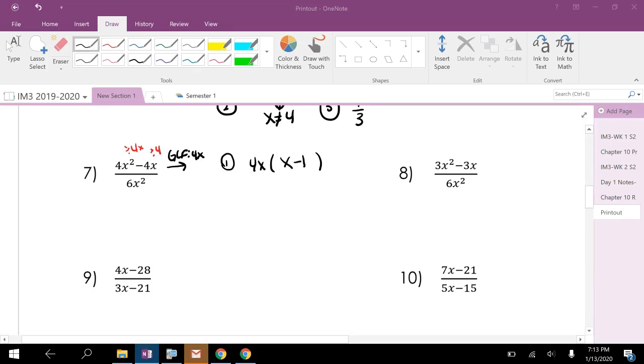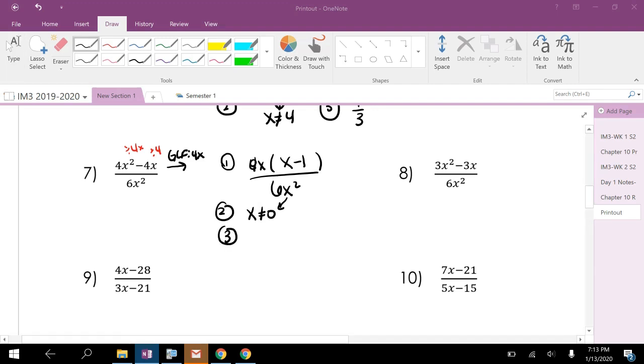All right, if this is moving too fast, you can always press pause. All over 6x squared. Now again, state the excluded values. X cannot be 0 here because when you plug in 0 right here, that's going to get you 0 on the bottom. If you put 4 divided by 0 in your calculator, it doesn't work. Okay, and last step is to simplify if you can.